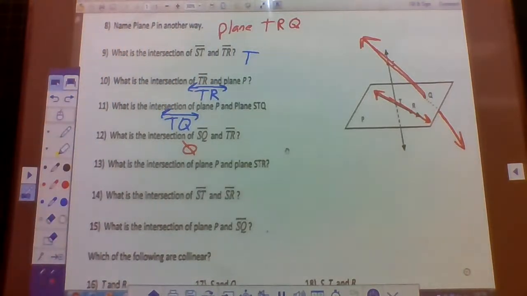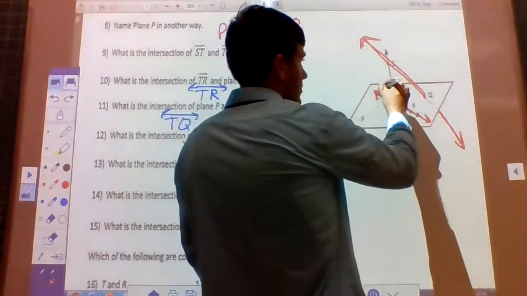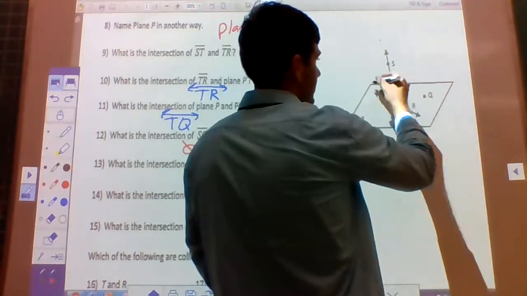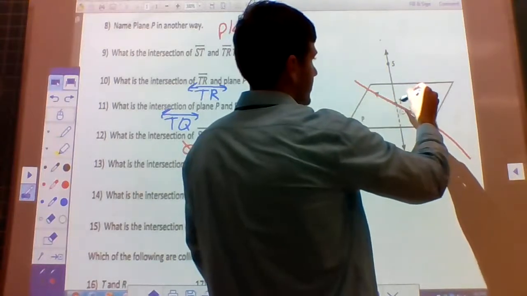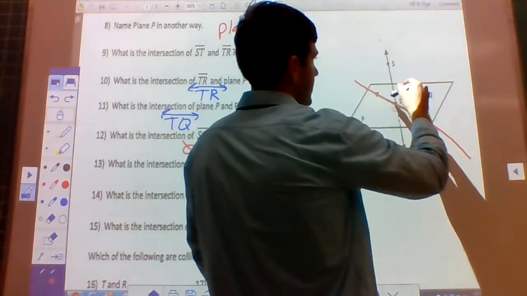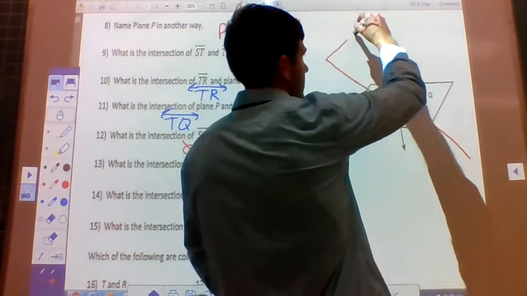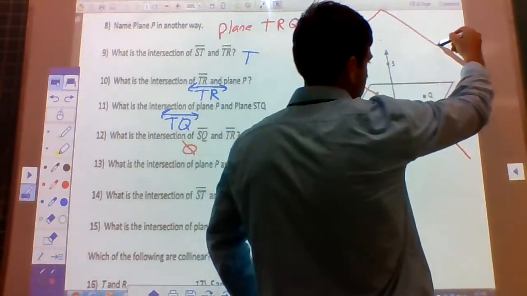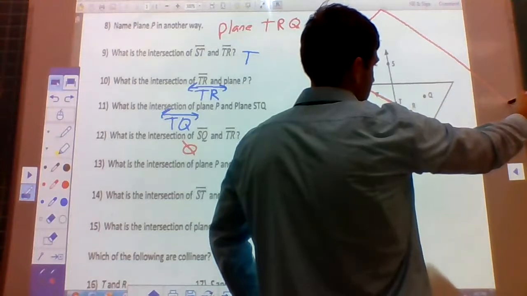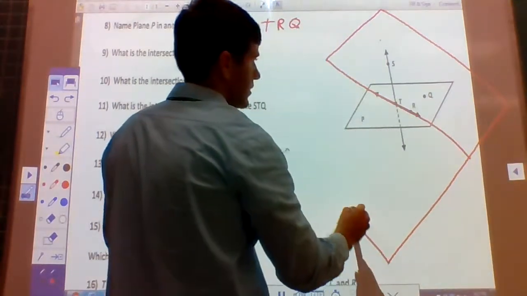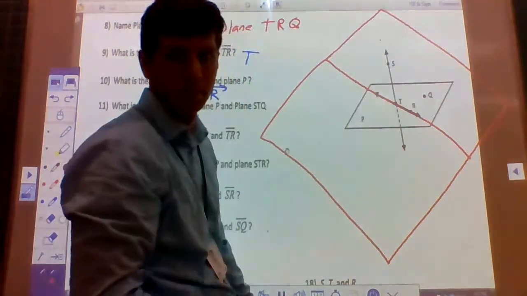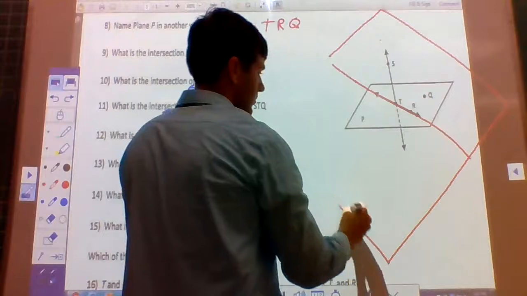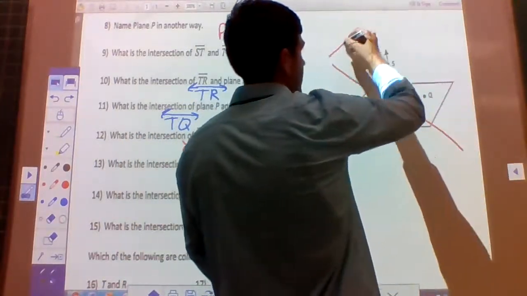Thirteen, what is the intersection of plane P and plane STR? Plane P and plane STR. So again, if we try to draw a plane here, plane STR, let's see if we can. I'm really bad at drawing planes. That's terrible.